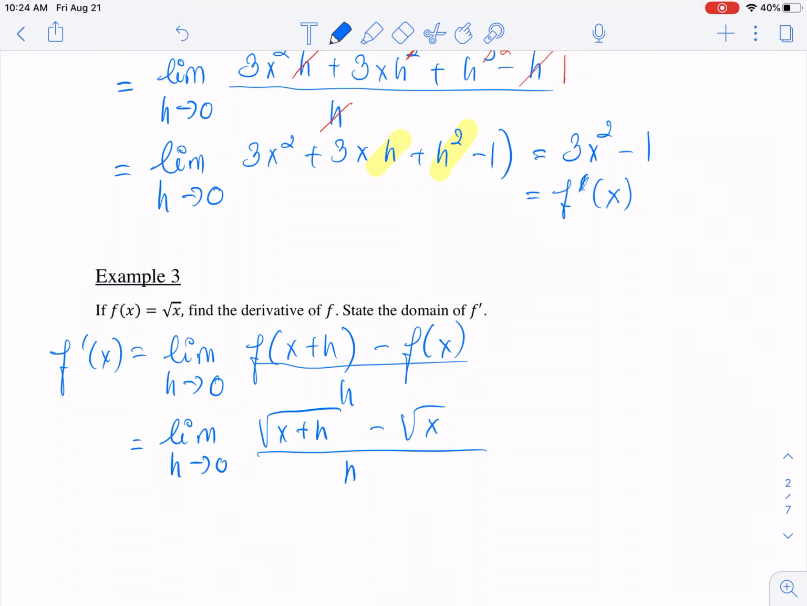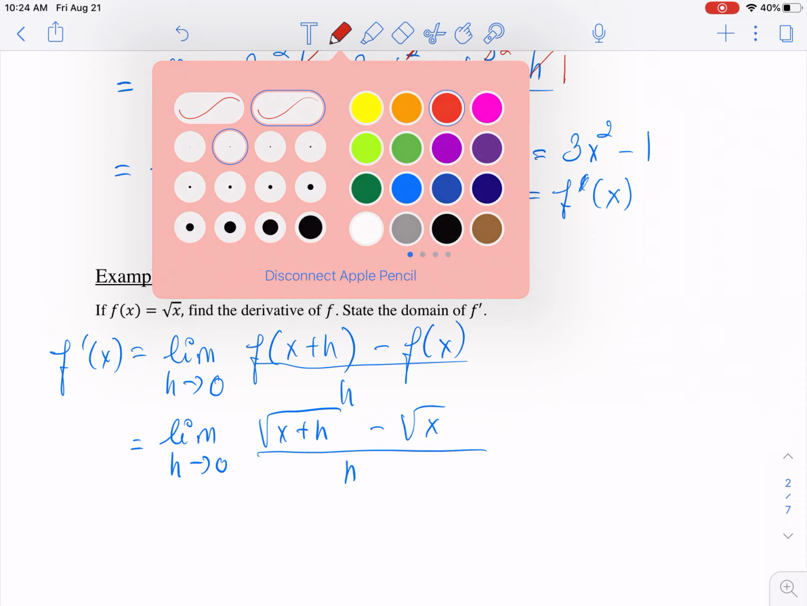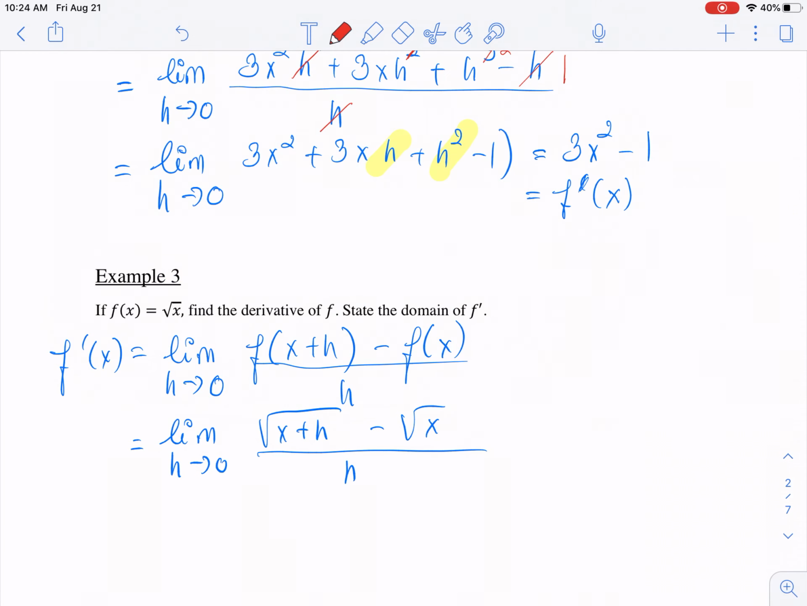Okay, so every time you have the square root function, obviously you cannot cancel out with the bottom, right? So we need to somehow get rid of the square root. And a way to get rid of the square root, hopefully you still remember, is to multiply top and bottom by the conjugate. So in this case, the conjugate is the square root of x plus h plus the square root of x. So that's the conjugate.